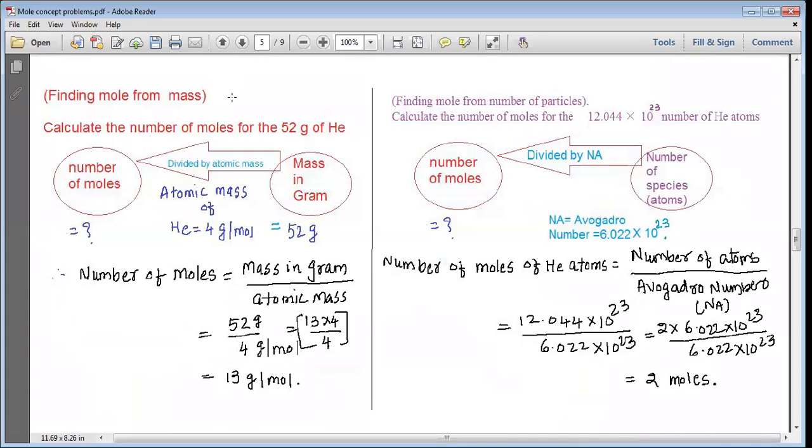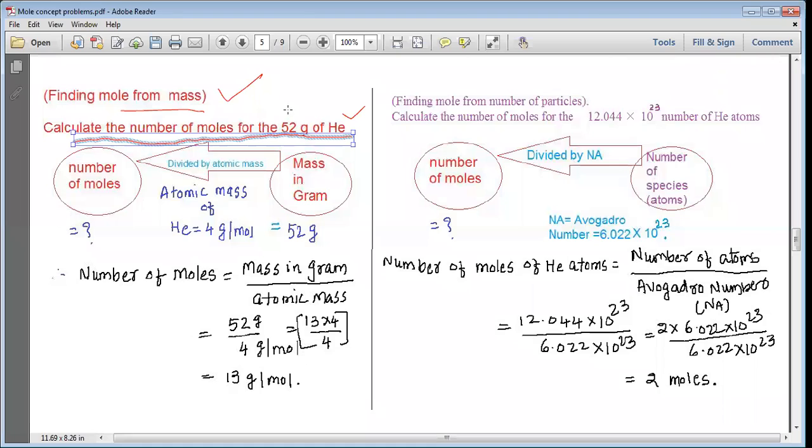Now we want to understand finding moles from mass. Let us understand how to calculate moles from mass. Calculate the number of moles for 52 gram of helium.